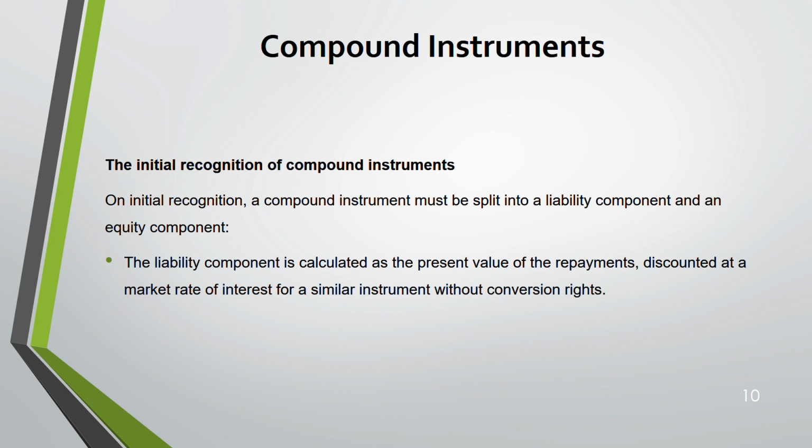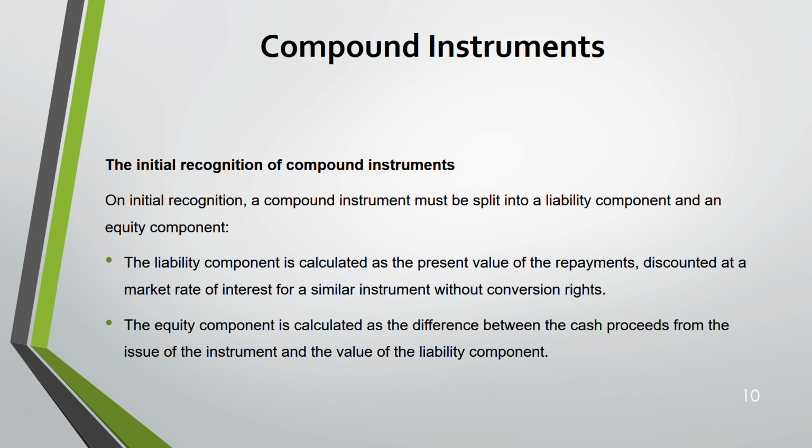They will give you that. They will give you all these things. They will give you the repayment. They will give you the discount rate of a similar instrument, but without the conversion right. You cannot convert because you only want the liability component, entirely liability. Second, equity is the difference between your cash proceeds from that instrument and the liability component. That's it, balance. We'll be doing questions.